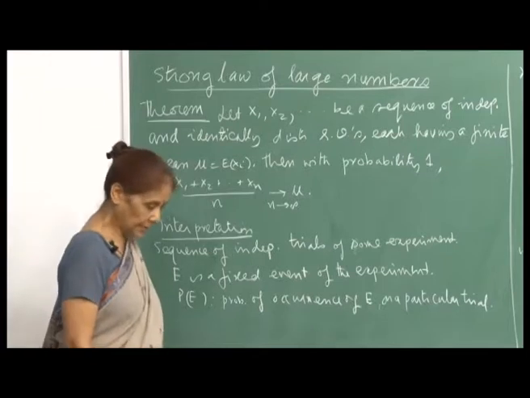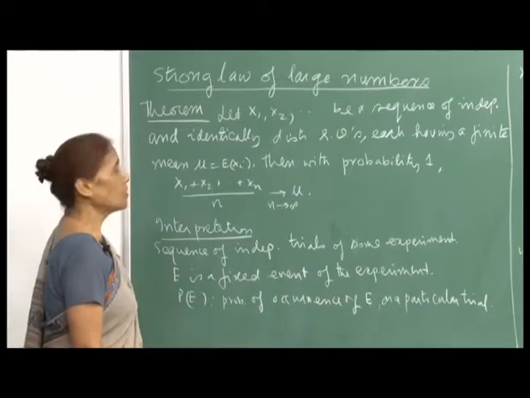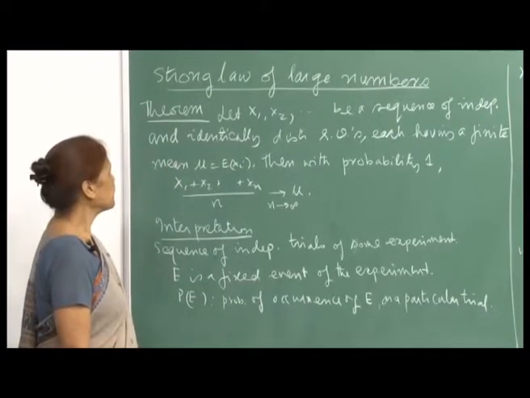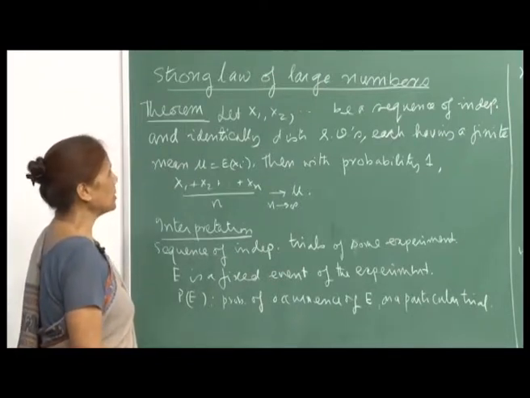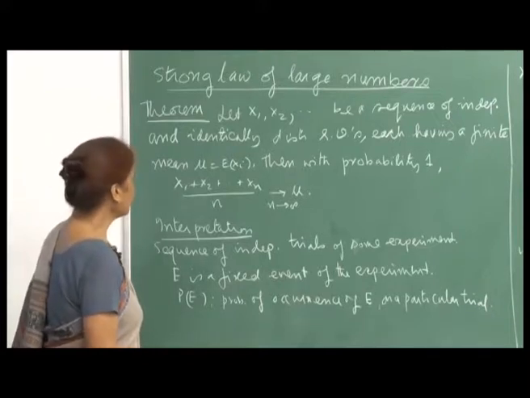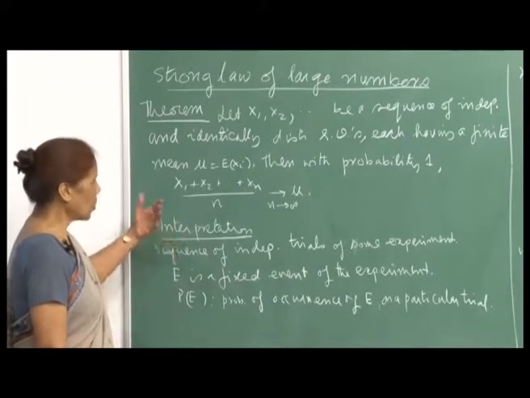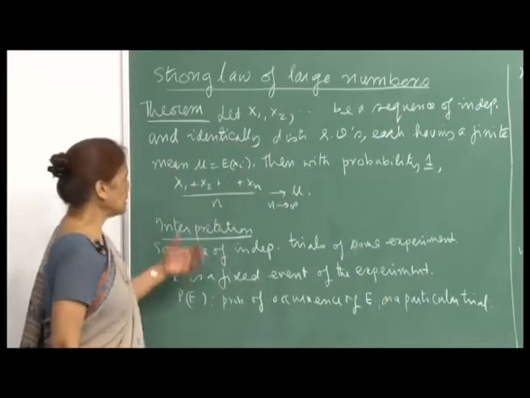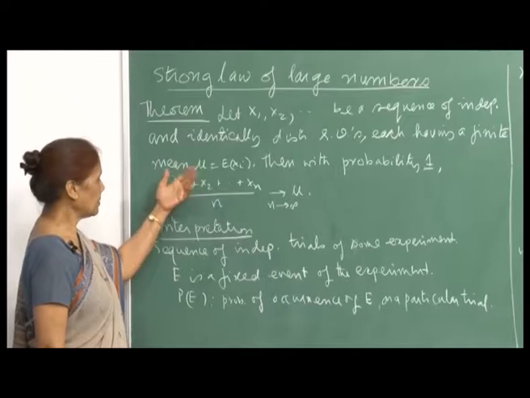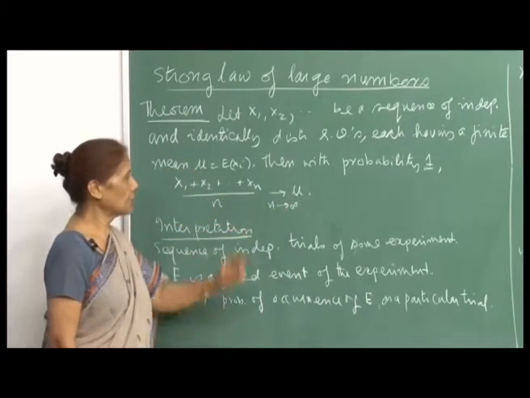Now, after having discussed the weak law of large numbers, we will talk about the strong law of large numbers, and I will first just state the theorem. The theorem simply says that if X1, X2, ..., Xn is a sequence of independent and identically distributed random variables, each having a finite mean mu equal to the expected value of Xi, then with probability 1, and this is the important thing, the average (X1 + X2 + ... + Xn)/n will converge to mu as n goes to infinity.